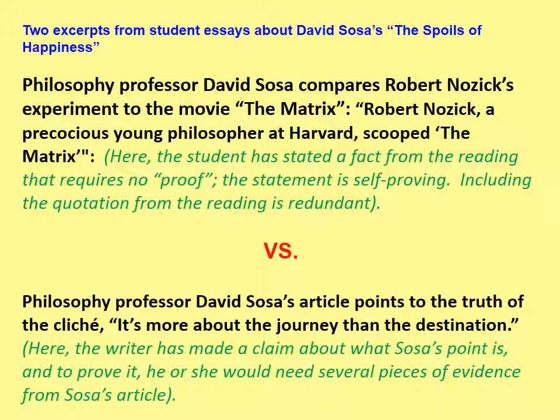Let's compare that to the second version, in which the student is expressing the point of the article, and she would need several pieces of evidence to prove that this is the point of the article. So the statement she's made there is a claim that needs proof.